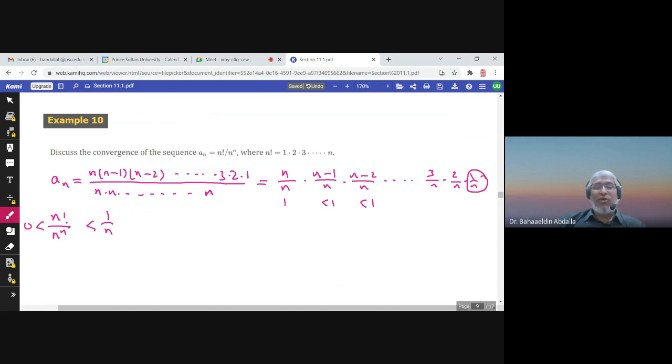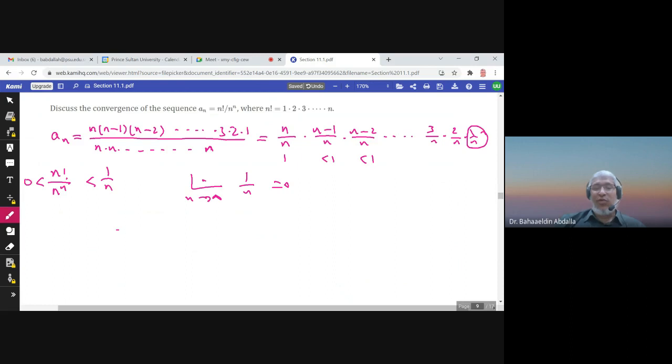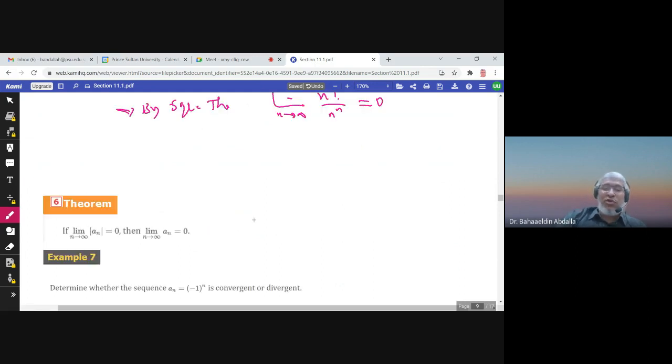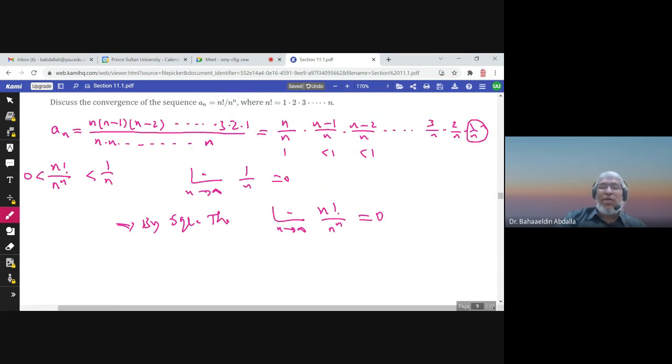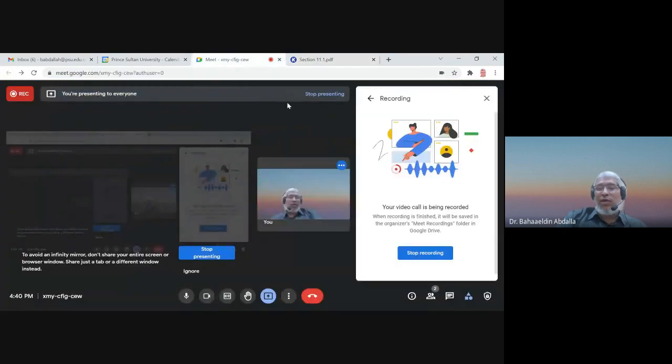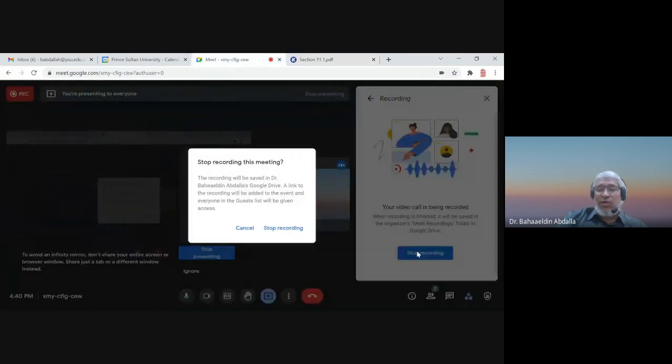And it's of course greater than 0 because it's positive. The limit of 1 over n when n approaches infinity is 0, and the limit of 0 when n approaches infinity is 0. So by the squeeze theorem, the limit of n factorial over n to the power n when n approaches infinity is also 0. These are 3 examples about the squeeze theorem. I stop here and continue later.